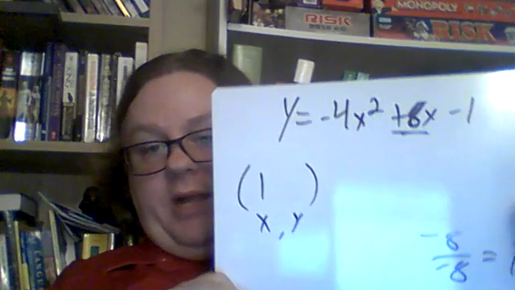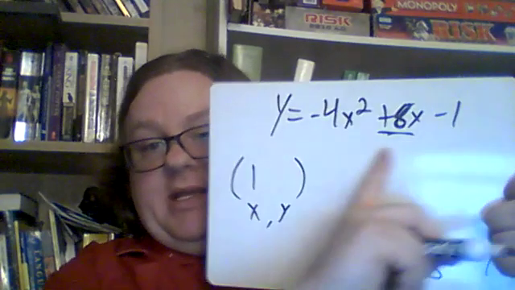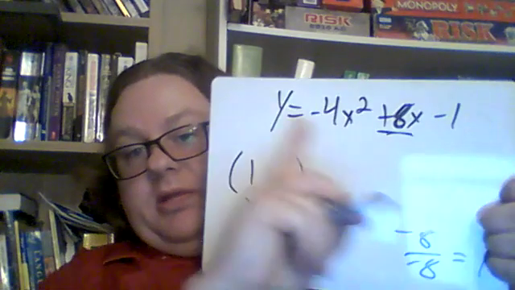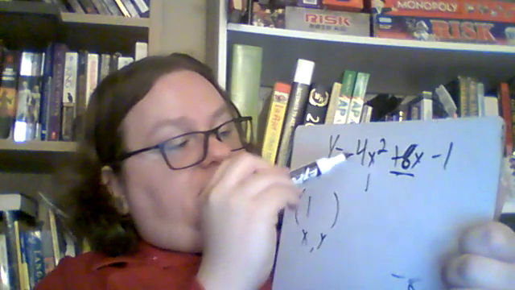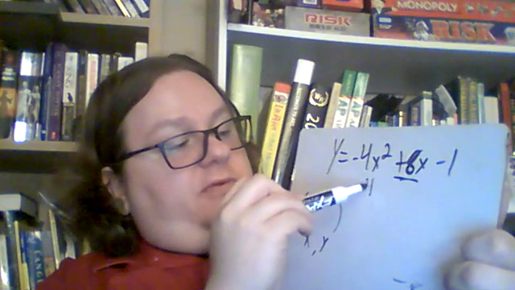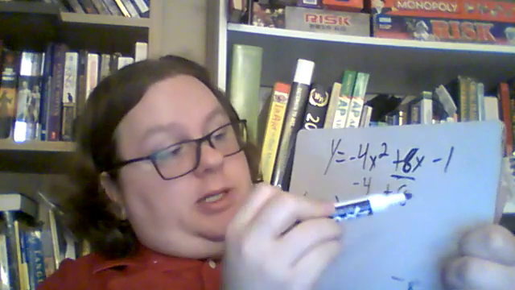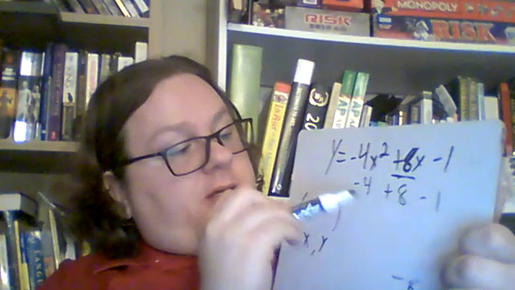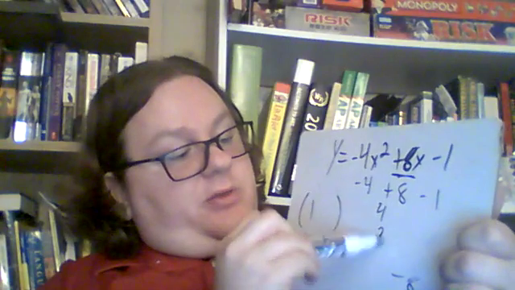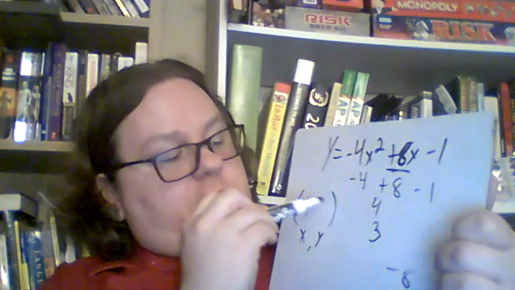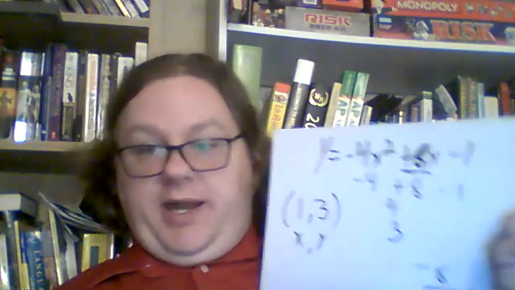How do we find the y? Well, we take that 1, we plug it back into the equation right here. Negative 4x squared: if x is 1, 1 squared is 1. 1 times negative 4 is negative 4. Plus 8, because 8 times 1 is 8, and then minus 1. So 8 minus 4 is 4. 4 minus 1 is 3. So 1 comma 3 is our answer.